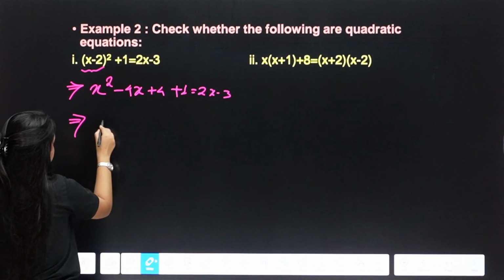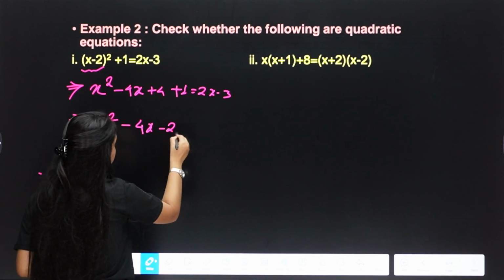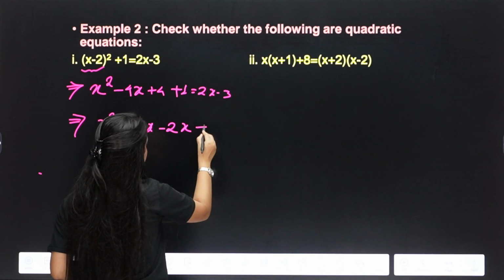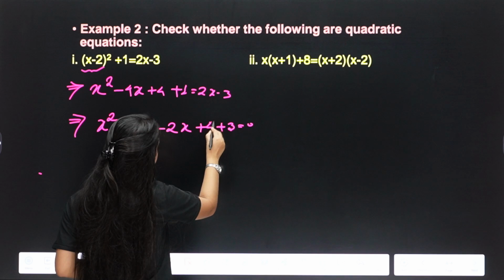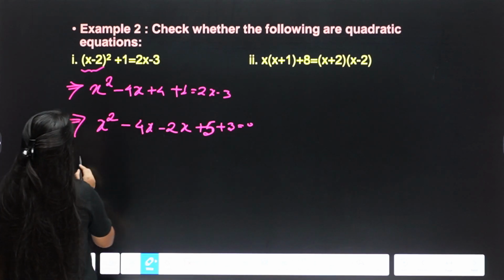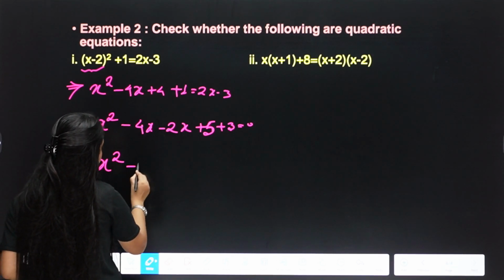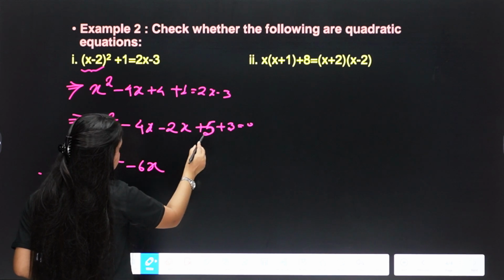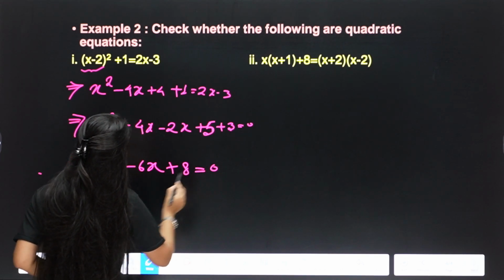That is x square minus 4x minus 2x plus 4 plus 1 plus 3, since 4 plus 1 is 5, that is equal to x square, 4 plus 2 is 6, that is minus 6x plus 5 plus 3, that is 8, is equal to 0.